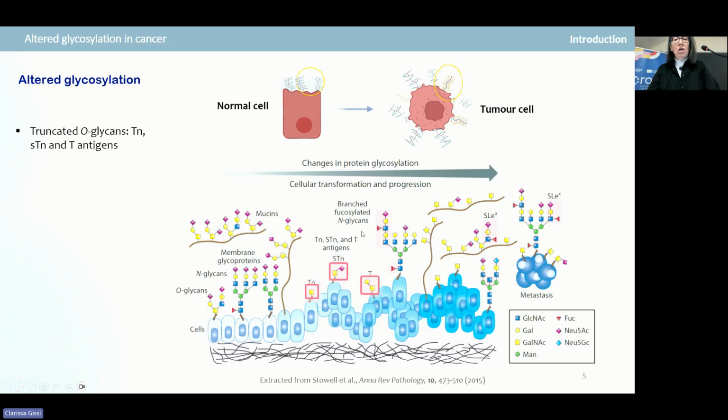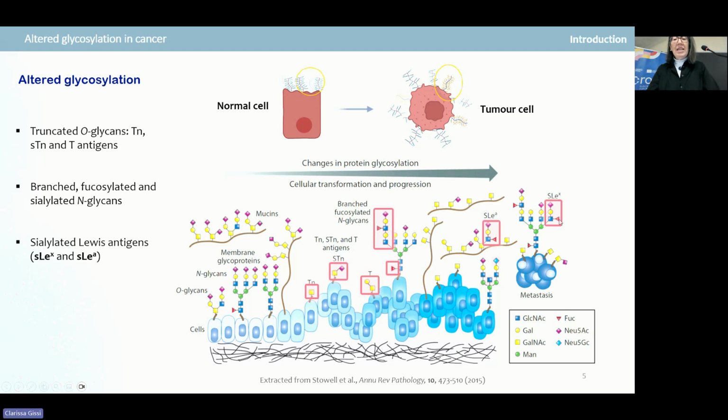Also, there is an increase of branched glycans, glycosylated and sialylated. Sialylated are shown with this pink diamond. This corresponds to sialic acid, in particular neuraminic acid. Another change that is also shown is the presence of sialyl-Lewis antigens like sialyl-Lewis X and sialyl-Lewis A, that we will talk about later on.